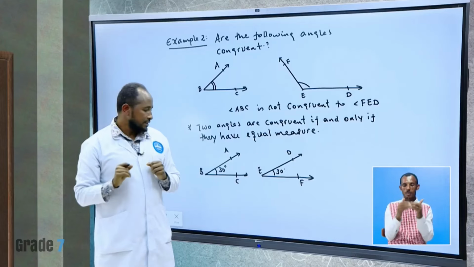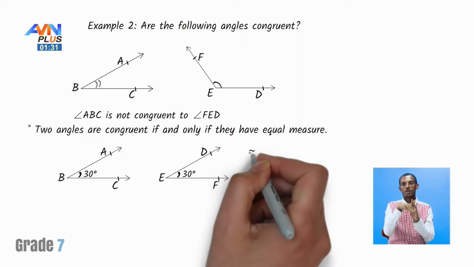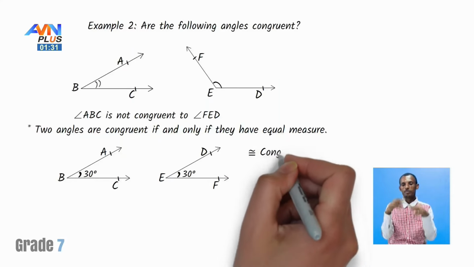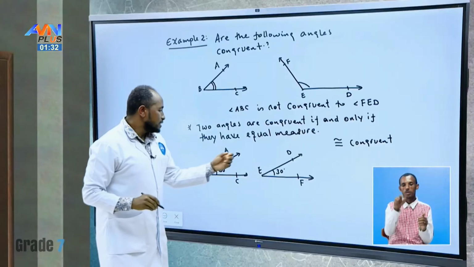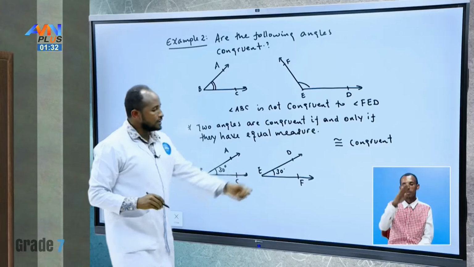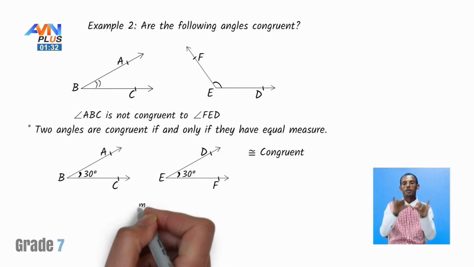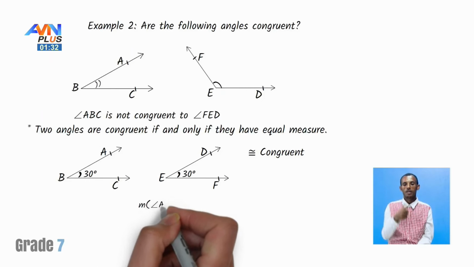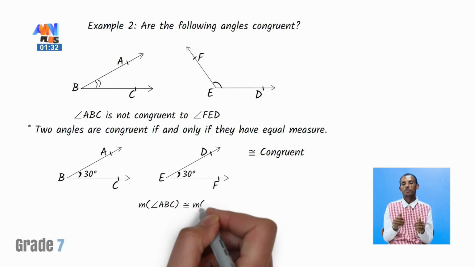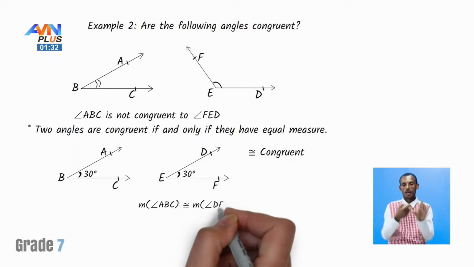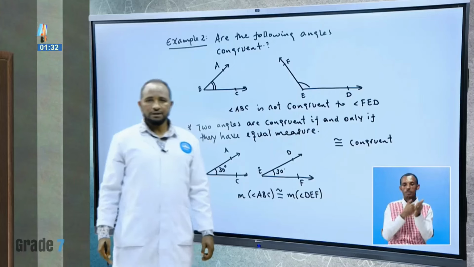Therefore, they are congruent. Here, let me write the symbol for congruent. This symbol means congruent. So, as you can see here, measure of angle ABC is congruent to measure of angle DEF. So measure of angle ABC is the same as, or congruent to, the measure of angle DEF. That's it. Now let's proceed to the next example.